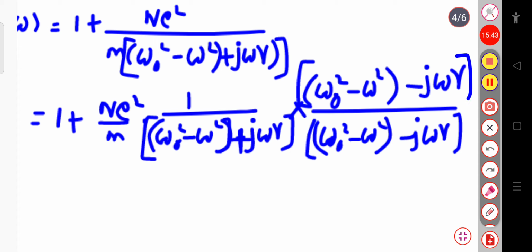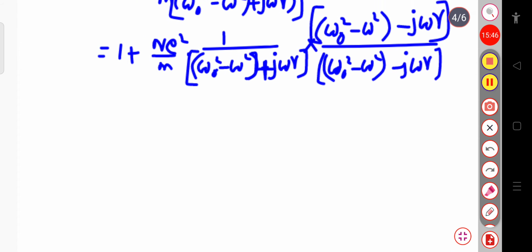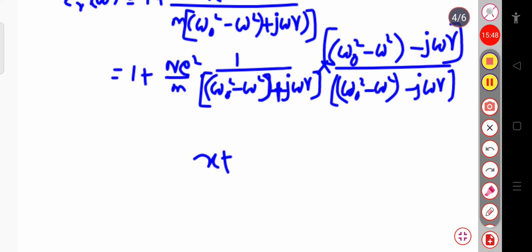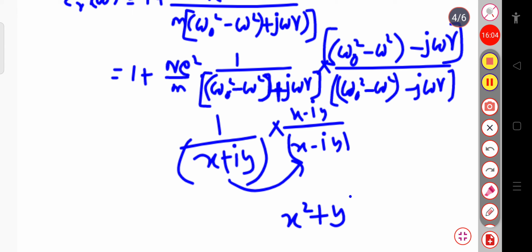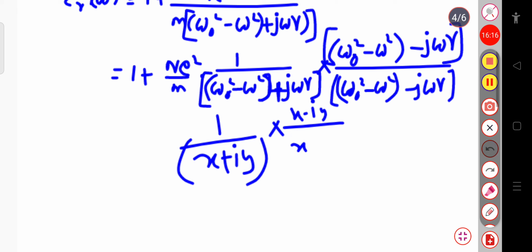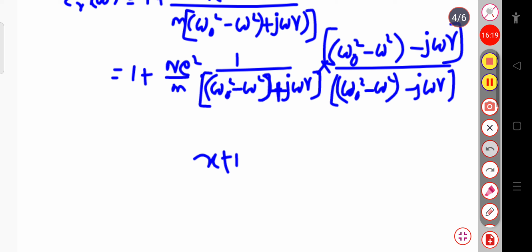Now, just like in the form of x plus iy, this is 1 by x plus iy, so you simply multiply x minus iy in the numerator and denominator. When you multiply x plus iy with x minus iy, this will be simply x square plus y square, because i square will be minus 1. So x square minus of minus y square will be x square plus y square. So simply I have to substitute this value in that expression. Then this expression becomes 1 plus N e square divided by m.